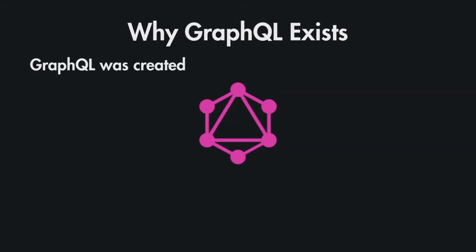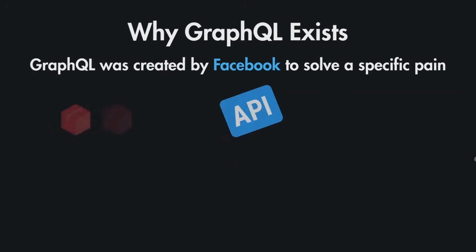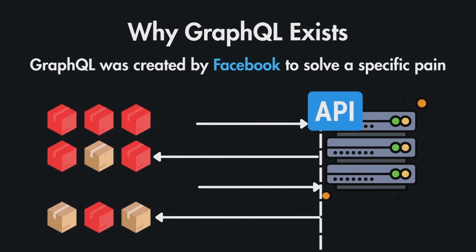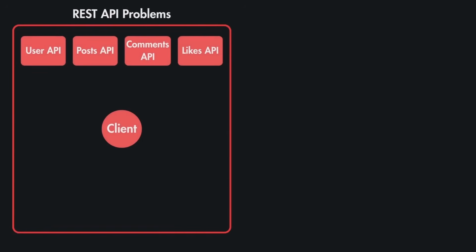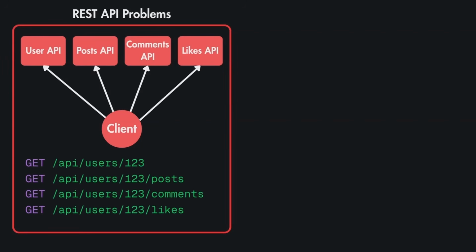It was created by Facebook to solve a very specific pain, which is clients needing to make multiple API calls and still not getting the exact data that they needed. For example, if we imagine we have the Facebook APIs like user API, posts API, comments, and likes for the Facebook page. Most of the time the client can make requests to all of these APIs separately and still not get all the data that it needs, which will require it to do multiple requests to the same API. This of course adds up to the overall latency of the page because the page is still not loaded until all of these requests are made and the data is fetched.